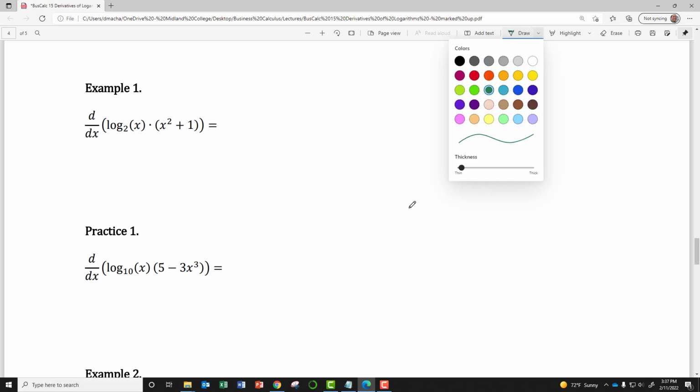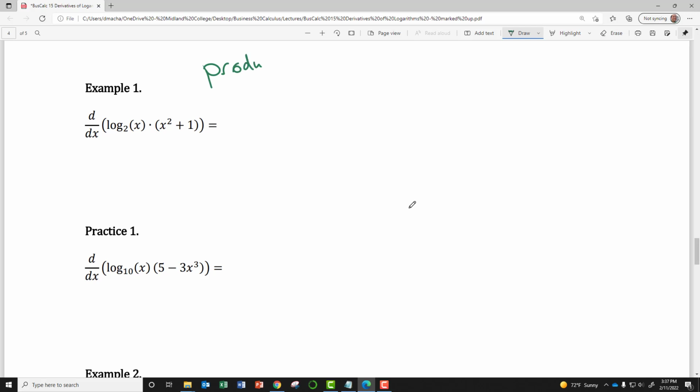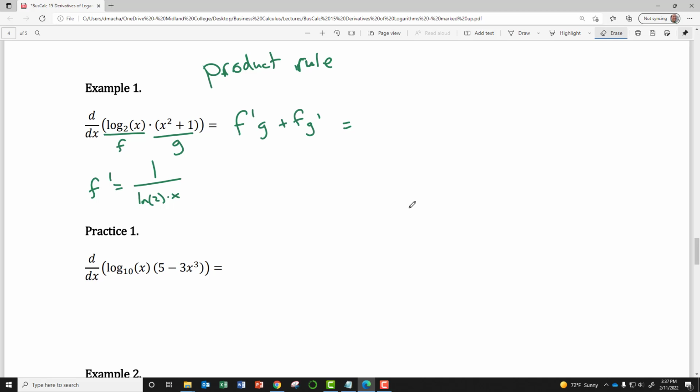So example number 1, I have a product, so I'm going to use the derivative product rule, and the product rule tells me that my derivative of a product of functions is going to be f prime g plus fg prime, where my f function is going to be this nice logarithm base 2 function, and then my g function is going to be x squared plus 1. That means that f prime will be 1 over natural log 2 times x, and also g prime is going to be 2x.